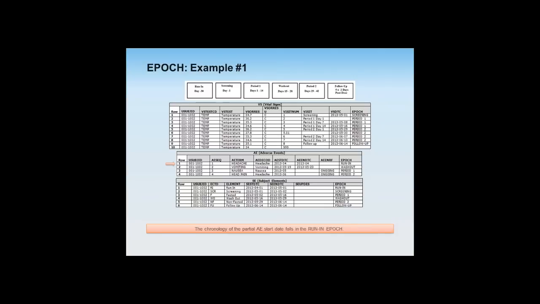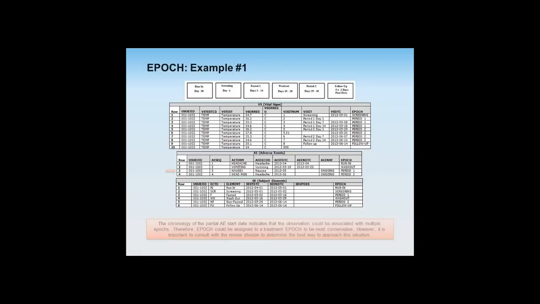And then looking at adverse events, row 1, we have a partial AE start date in April 2013. And if we compare that to all the other data for that subject in our SE domain, we see that anything in April must be in the run-in element based off of the dates, because we have a start date of April 1st and a stop date of May 1st. So it's safe to say then that AE, which started in April, was during that run-in epic. AE row number 3, we have another partial start date.